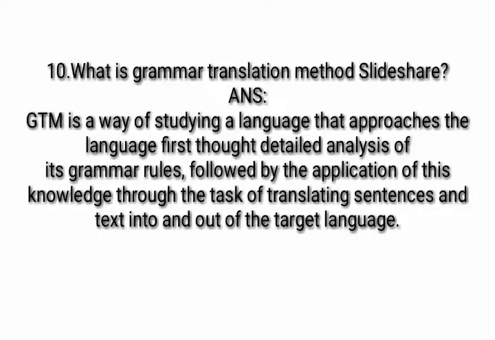Number 10. What is the grammar translation method Slideshare? Answer. GTM is a way of studying a language that approaches the language first through detailed analysis of its grammar rules, followed by the application of this knowledge through the task of translating sentences and text into and out of the target language.